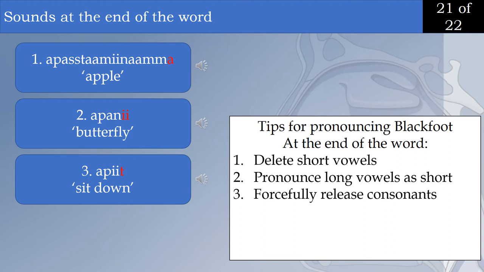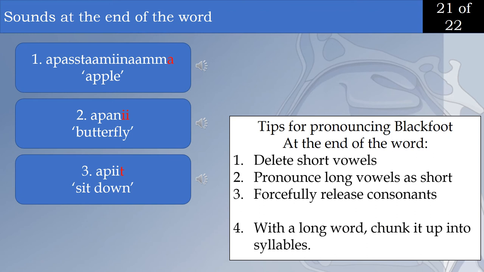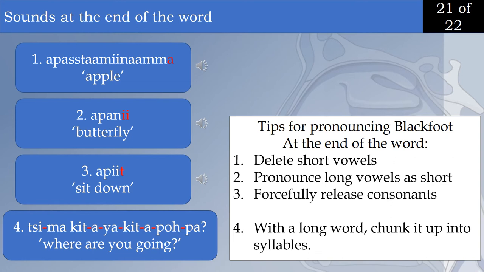If I can offer one other pronunciation tip for Blackfoot, you may have noticed that some of the words can get very long, especially if you're comparing it to a language like English. Break the word down into syllables. It'll be much easier to pronounce a syllable at a time, and as you get more comfortable with the sounds, you can start stringing them together more fluidly. Shima, kitaya, kitapuhpa. That's it for the sounds of Blackfoot. Now, we're going to move on to a little bit of grammar.